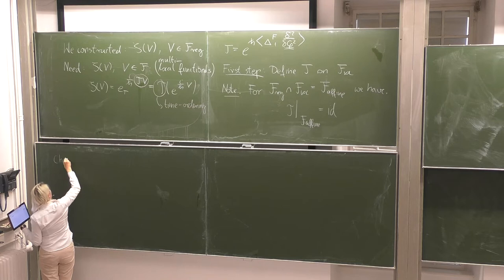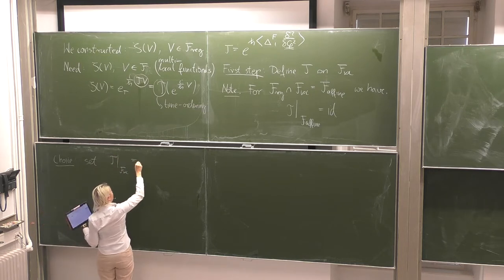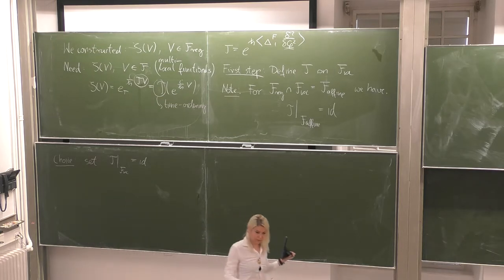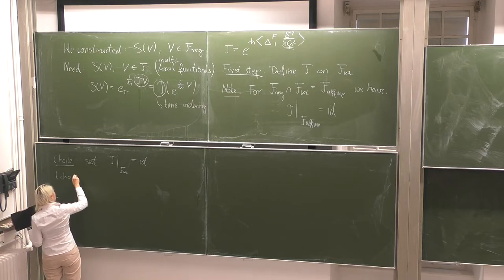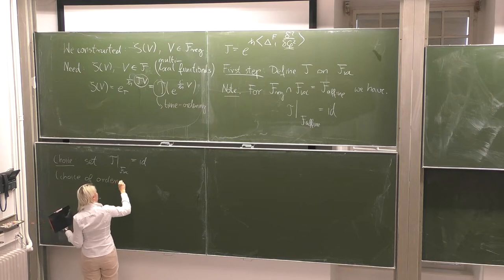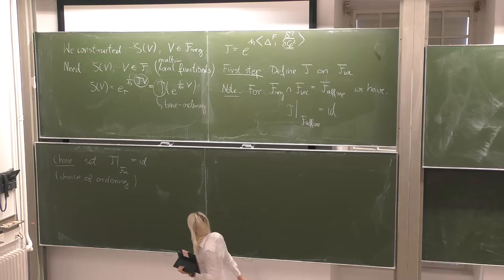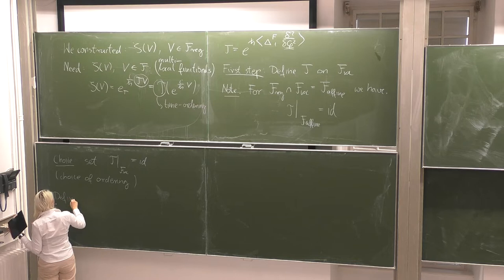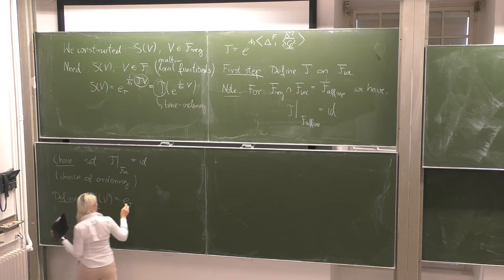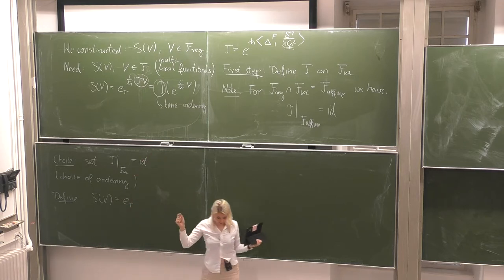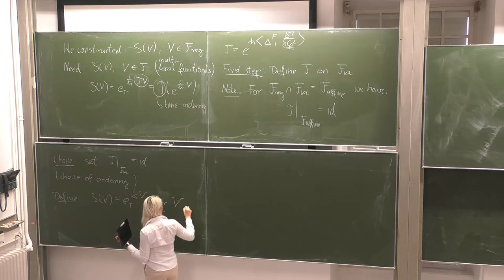So, the choice: we set T on F log to be the identity. There are other choices, and actually this corresponds to a choice of ordering. So this is really secretly a choice of ordering. That's the most obvious one. So now what am I left with? In that formula, I now want to define S of V. If I assume that T is the identity on local functionals, then this should be just i over h bar V, for V local.